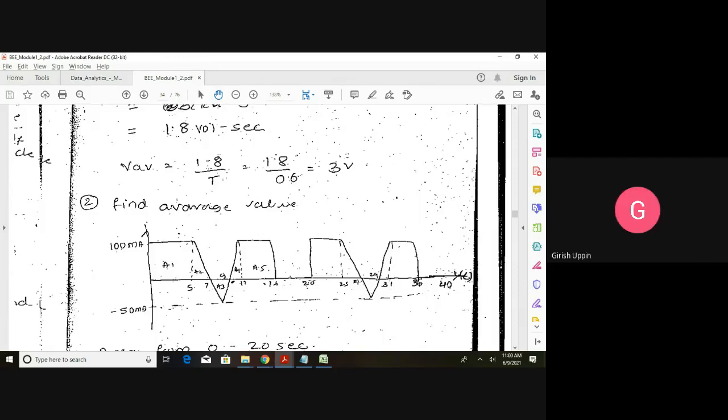Unsymmetrical. Very good. So the negative cycle is not the same as the positive cycle. So for calculating the average, we will consider the whole time period. The average of this waveform is the total area under the curve for one cycle divided by the time period for the one cycle, that is 20.